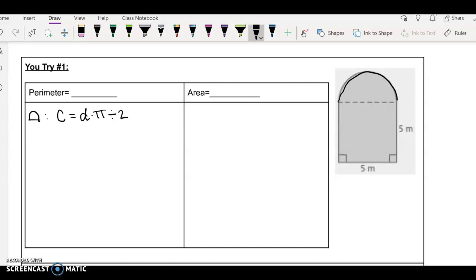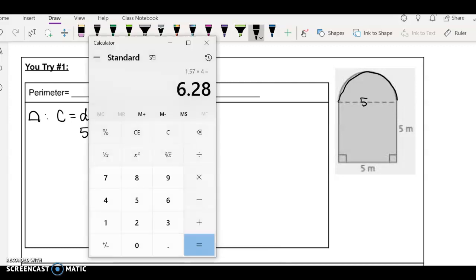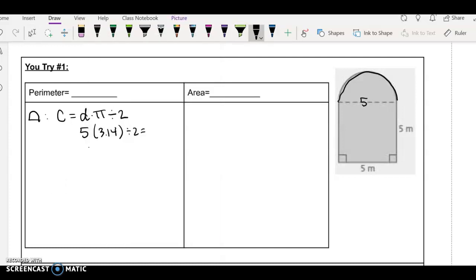If down here is 5, then up here is also 5. So I have 5 times 3.14 divided by 2. And I get 7 and 85 hundredths. So 7 and 85 hundredths.